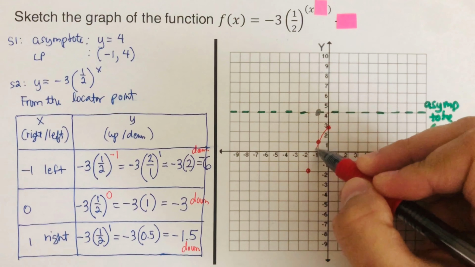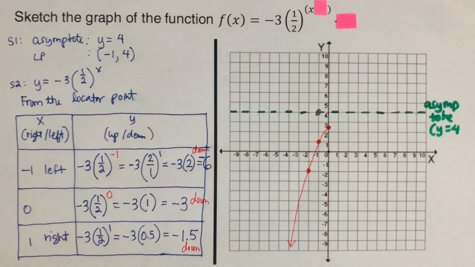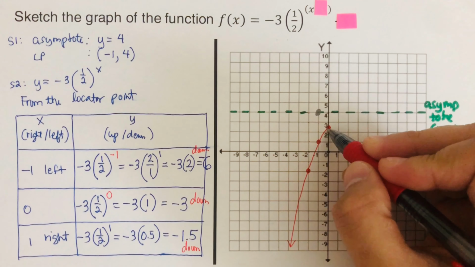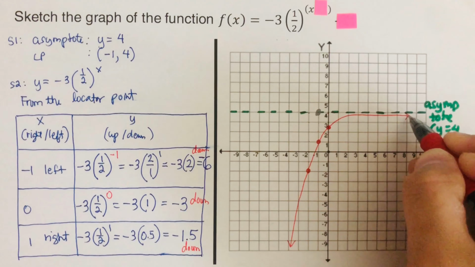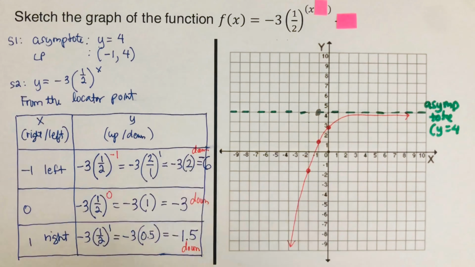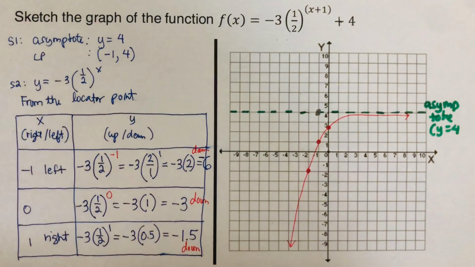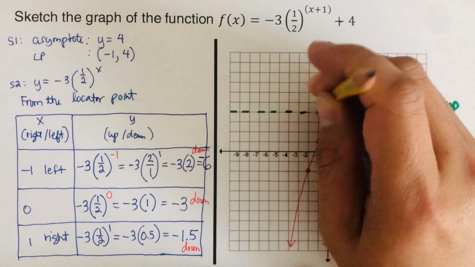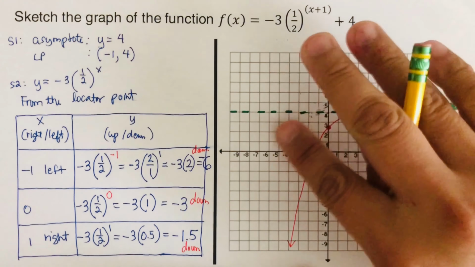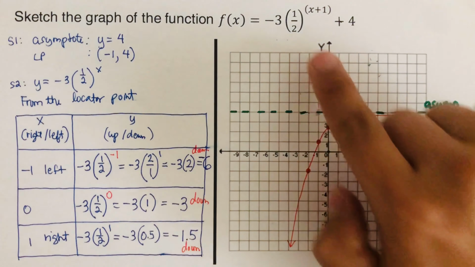So this is going to go, the other tail is going to go down this way. And then again, remember the other tail is going to approach the asymptote, but it's not going to touch it. So it just gets closer and closer to it, but it's not going to touch it. So this is the graph of this function right here. Now, please remember that the locator point should be erased because again, it's not part of the graph. So this is again the graph of this function right here.